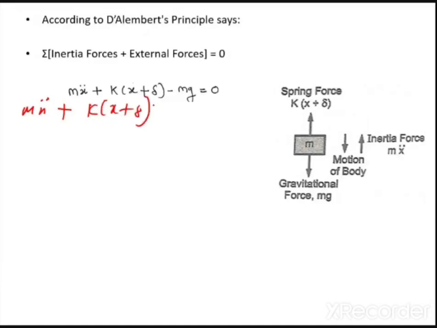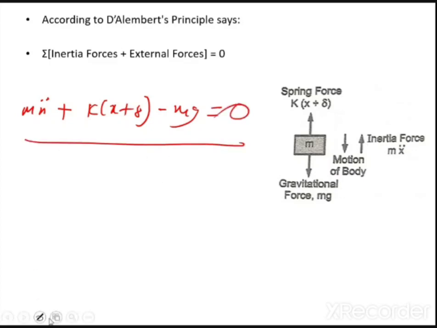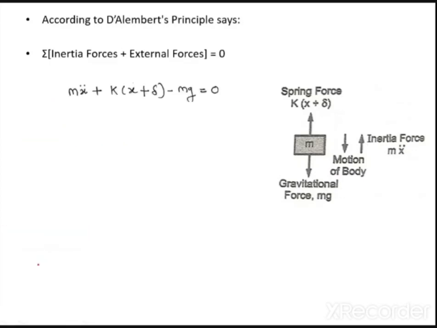And what is this? mg. Minus or plus? Minus, downward, is equal to 0. हे झालं माझं equation of motion, right? कळलं मग, equation of motion is m x double dot plus k into x plus delta minus mg is equal to 0. Now open up the bracket.